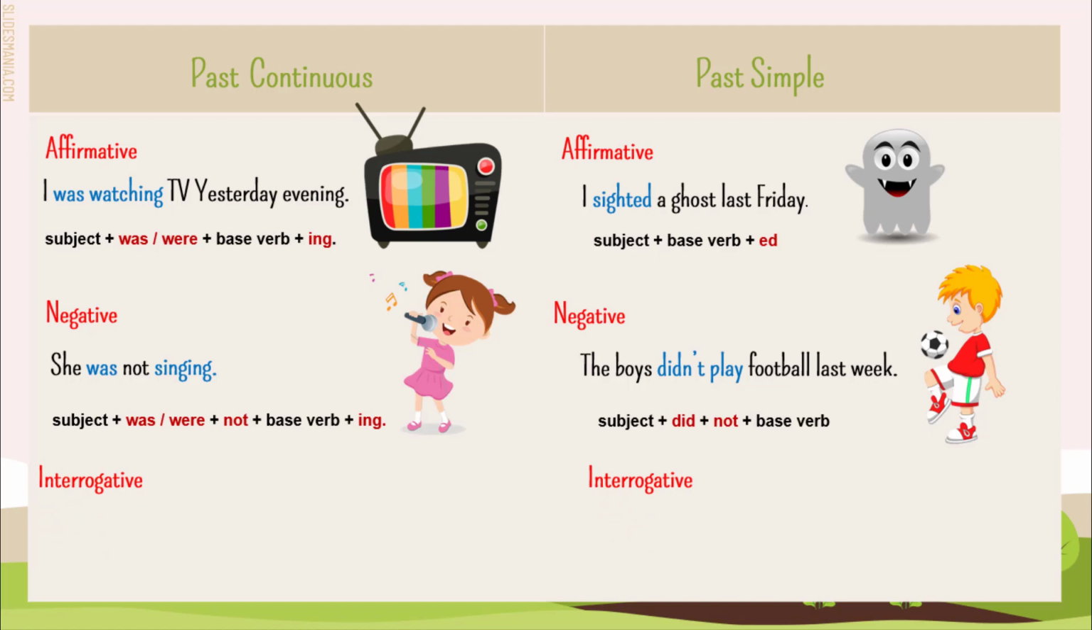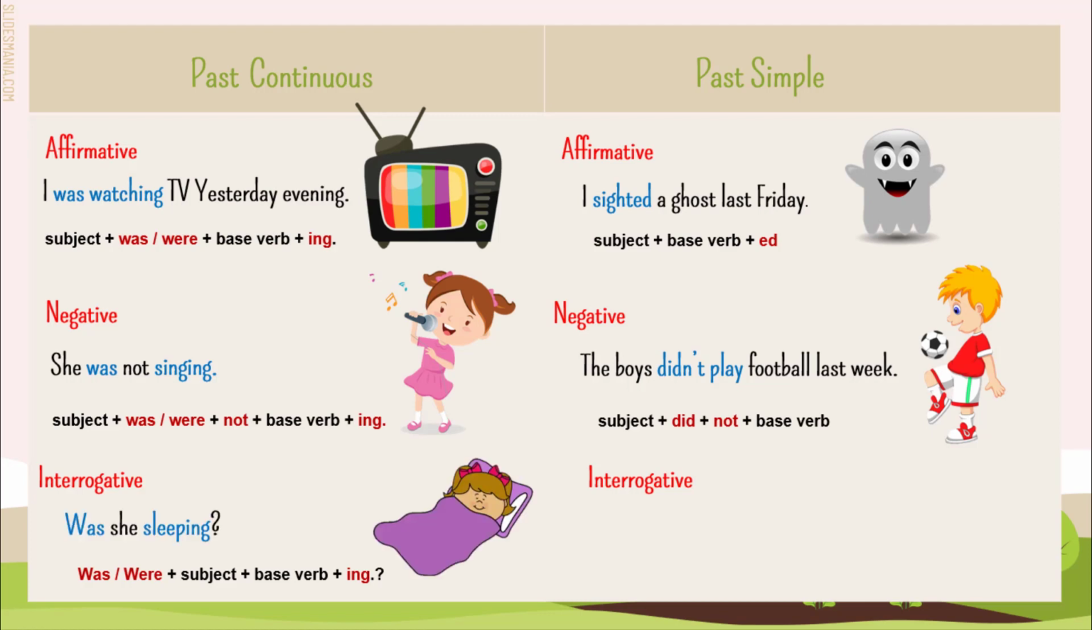The interrogative form. In the interrogative form, we start with was or were plus subject plus base verb plus ing. For example, was she sleeping?